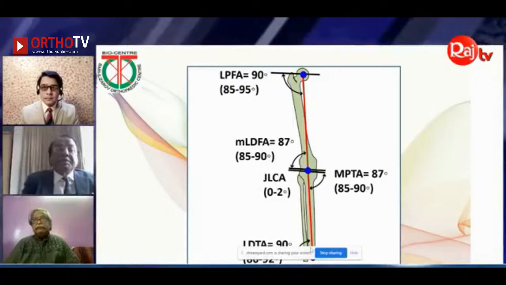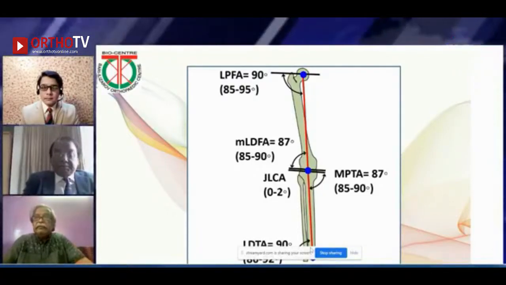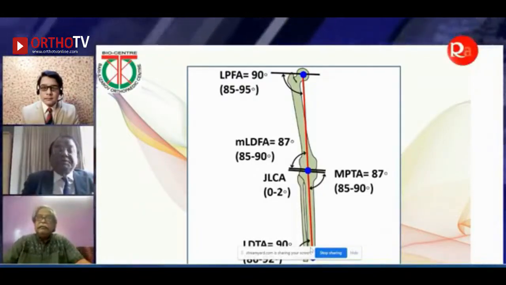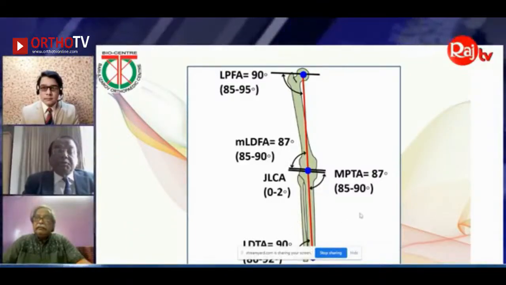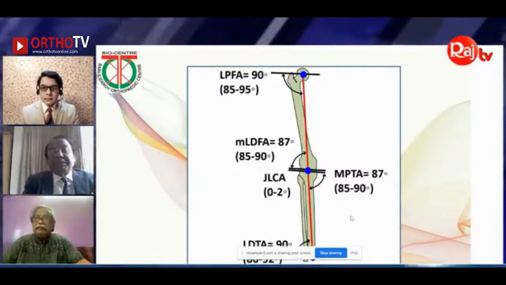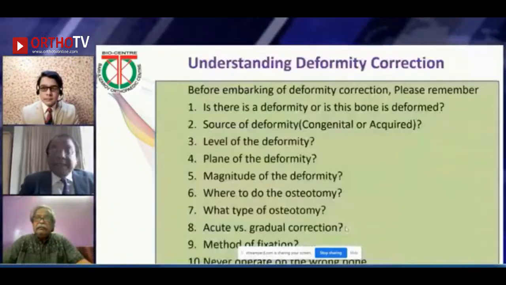Now you can see here, these are the four angles. If you see any problem in the hip, the knee, or the ankle, you should calculate from the medial side and the lateral side.